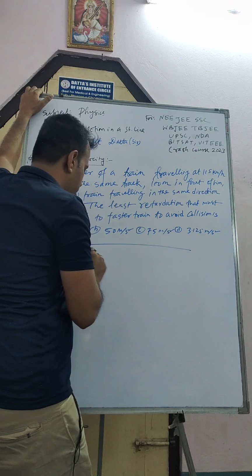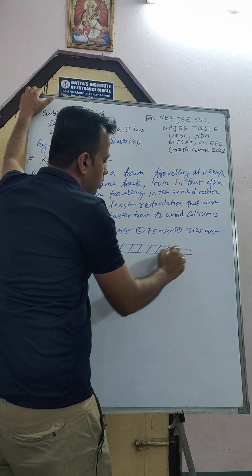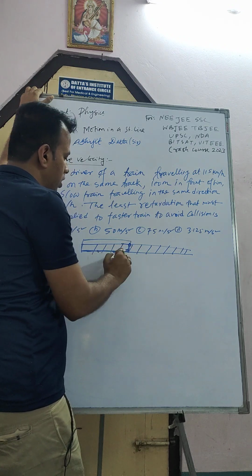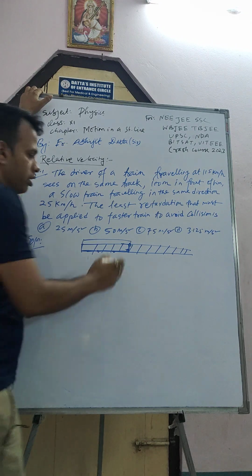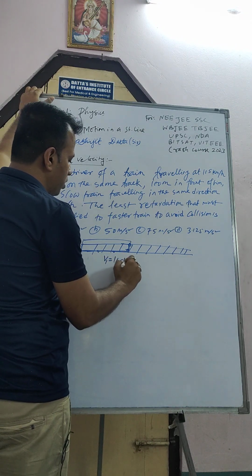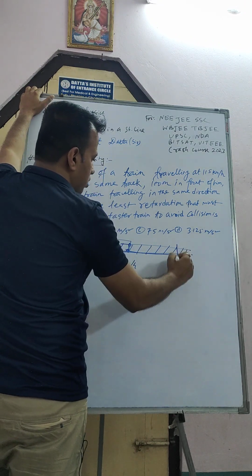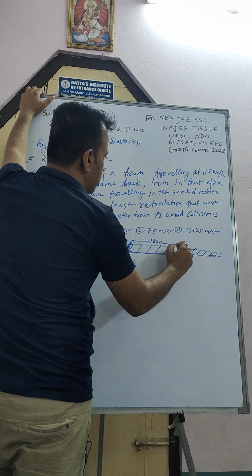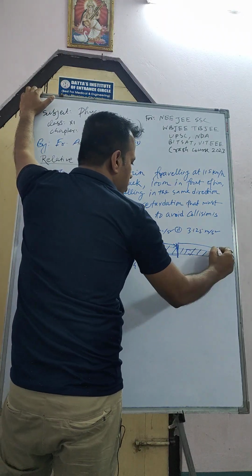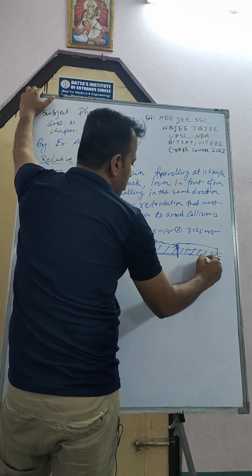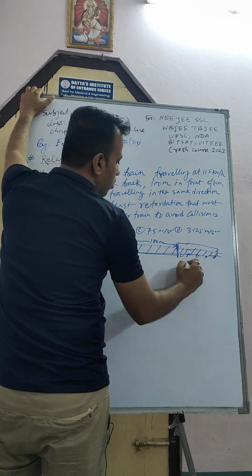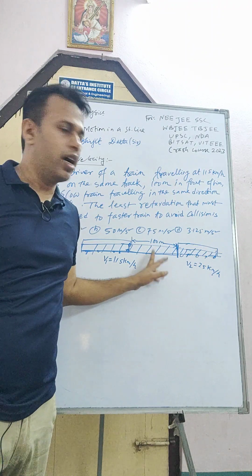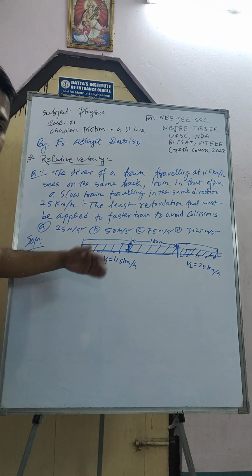Suppose this is a railway track. Here is one train, and the locomotive driver is here, and the speed of this train is V1, that is 115 km per hour. In front of him, at a distance of 100 meter, he sees another train on the same track moving at a speed of only 25 km per hour. This train is 100 meter away from the driver of the fastest moving train.